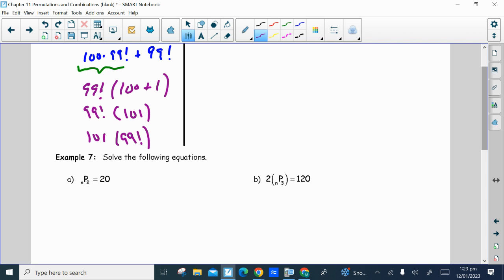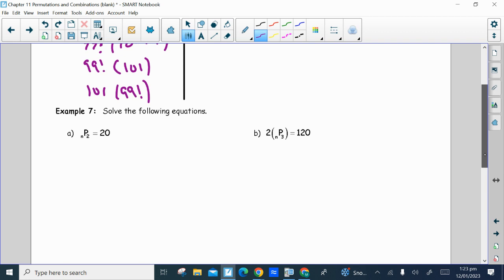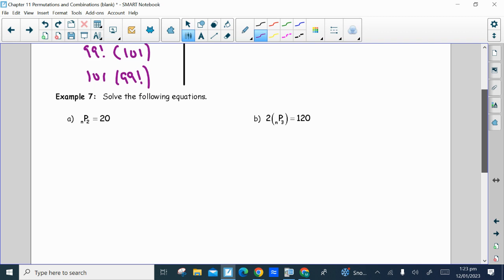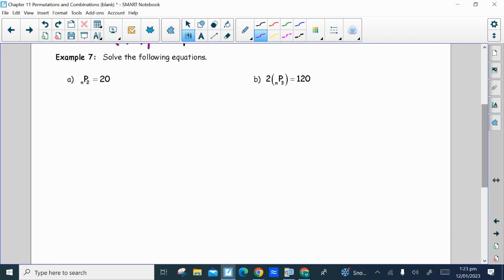Okay, number 7. You're asked to solve these. Now, you could do it with guess and check, but if you see a question like this on a test or on the diploma exam, it's going to say determine, or algebraically determine, or algebraically solve. So you've got to show your work. You could definitely use your calculator to check, but you need to show where you're getting your answer from, and that would be using the formula nP2. Using the nPr formula, that'll be n factorial over n minus 2 factorial equals 20. And like we did before, we're going to simplify.